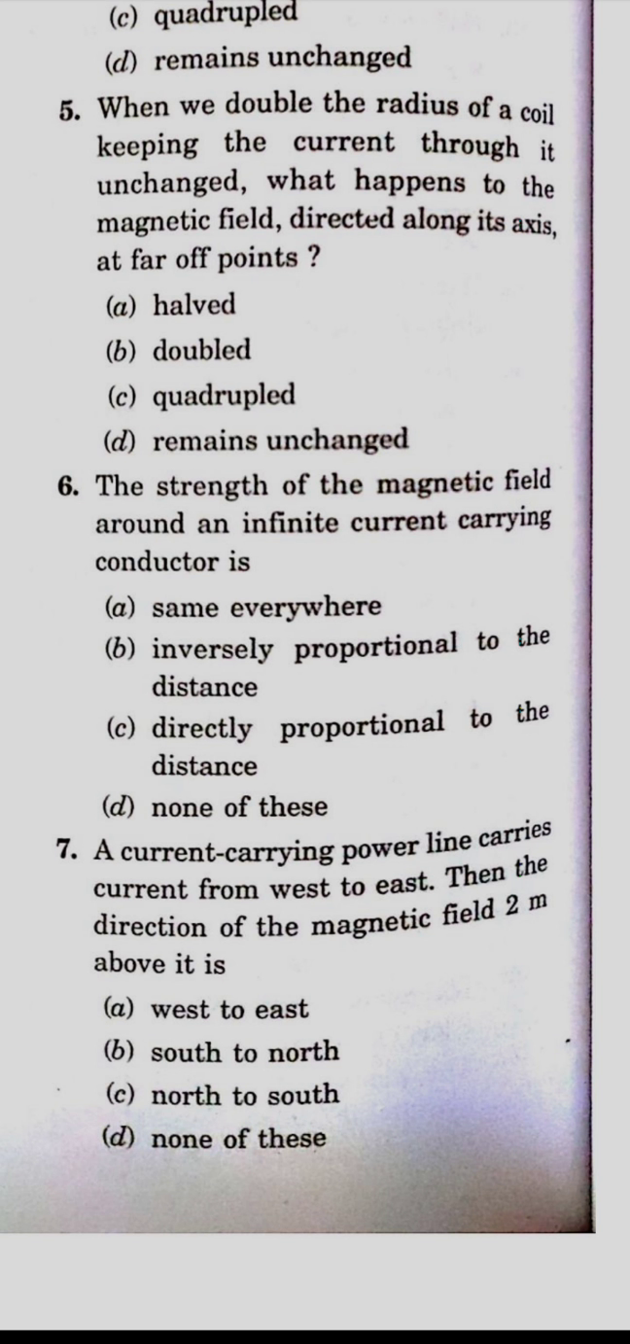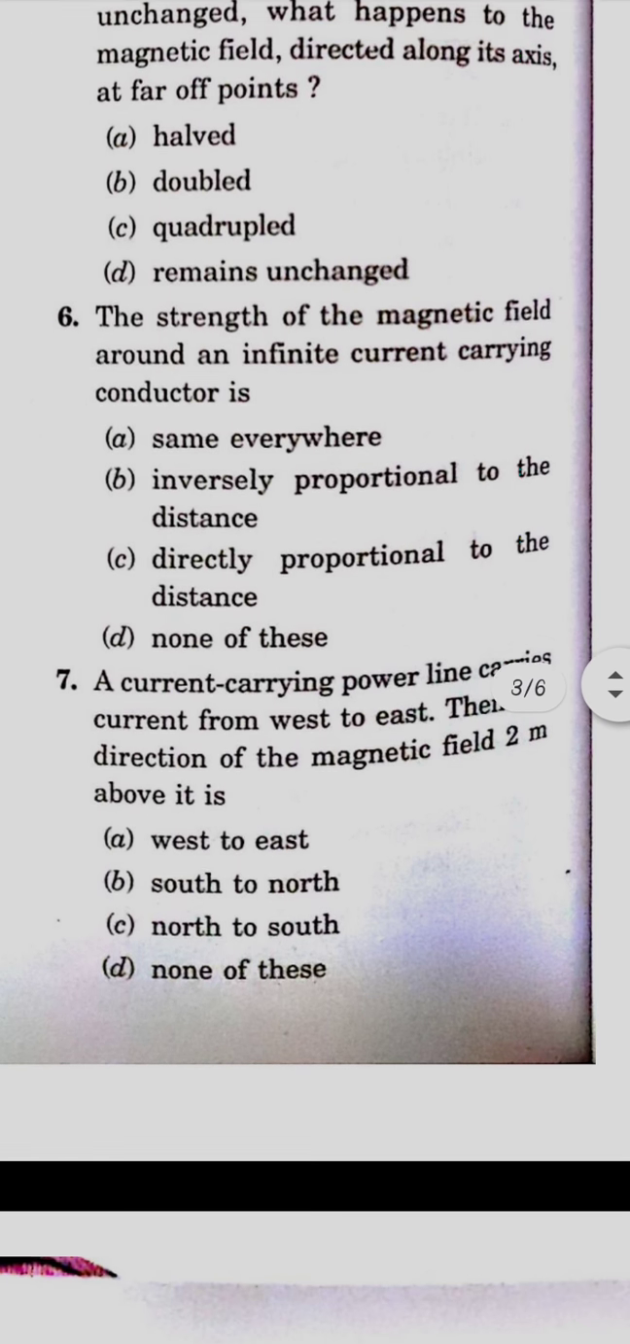Now the next question: the strength of the magnetic field around an infinite current carrying conductor is. That current carrying conductor is infinite, right? It depends on the current, that is mu naught I upon 2 pi a, and it is inversely proportional to the distance, not directly, since a is in the denominator.